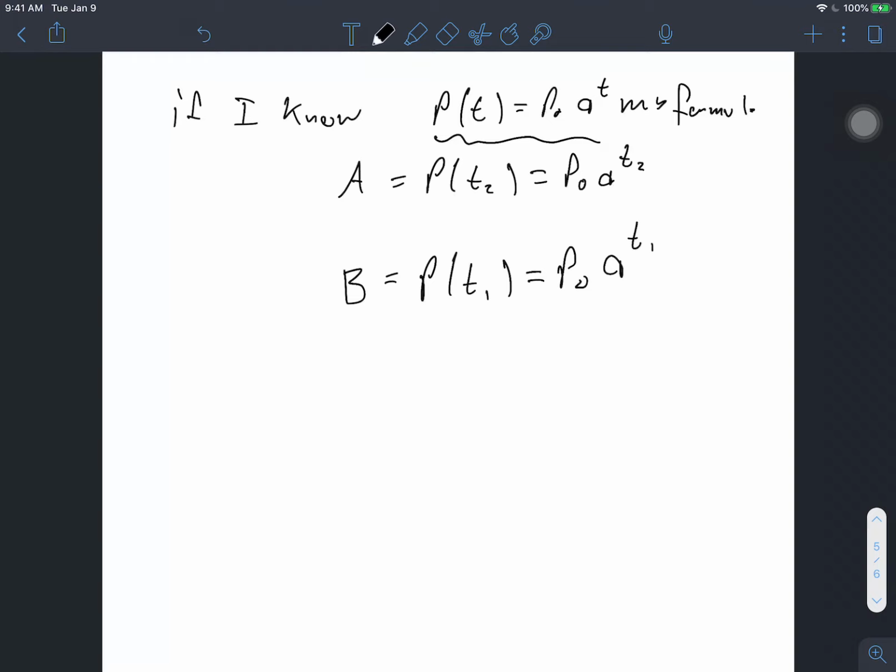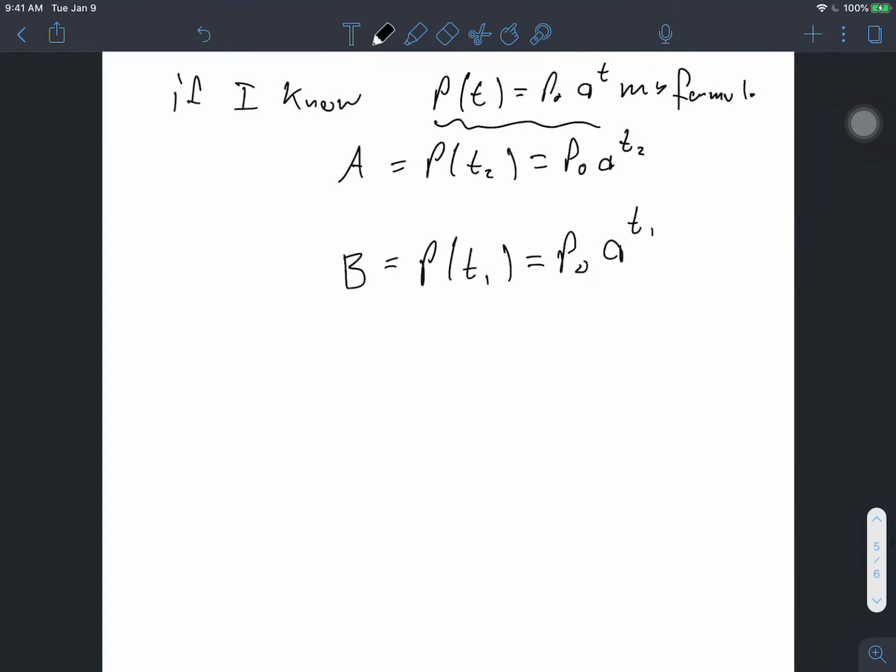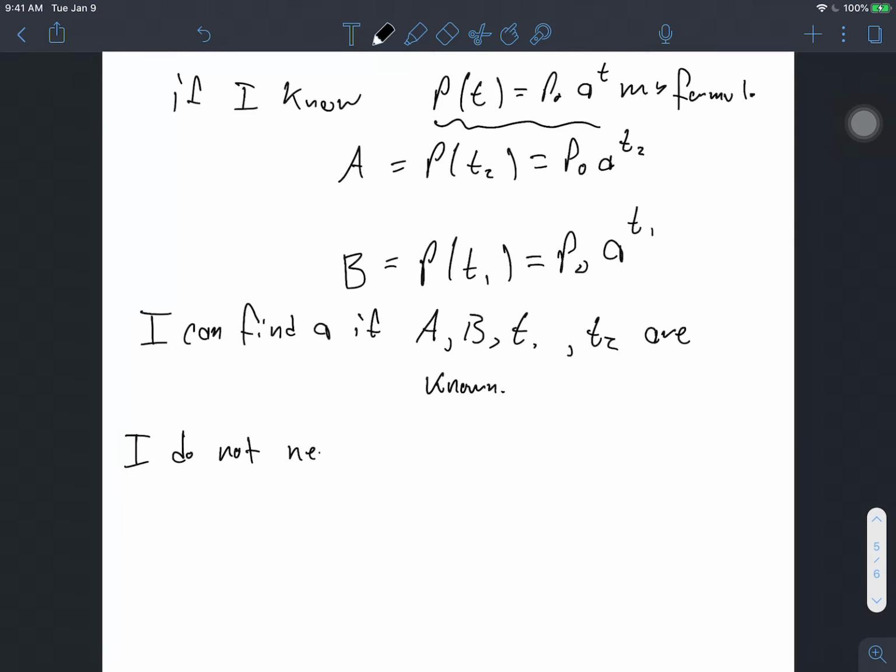In the formula, they might tell us P of 30 is equal to 200, and P of 10 is equal to 17. So 317 would be A and B, and then T2 and T1 would be 30 and 10. The way I can find a, not big A, if A, B, T1, T2 are known, I do not need to know what P naught is.